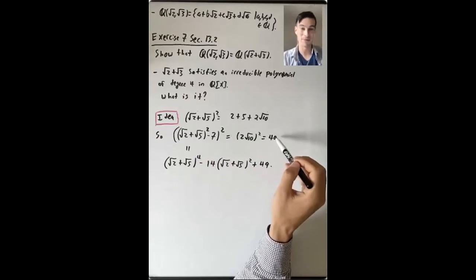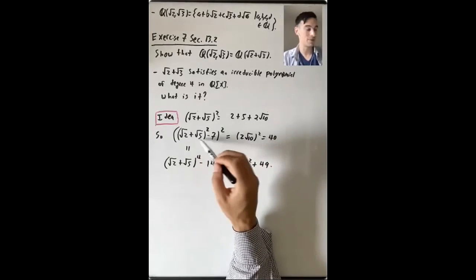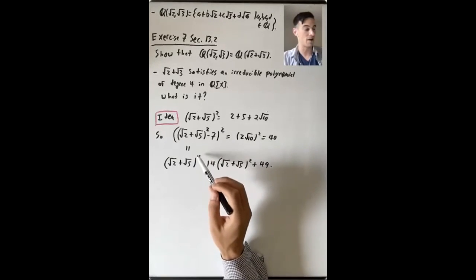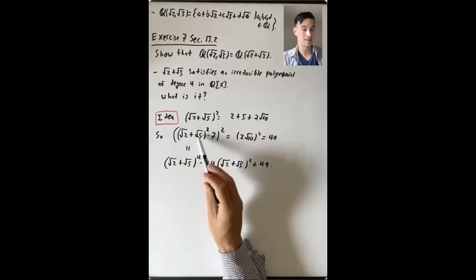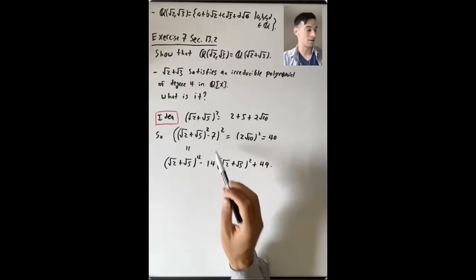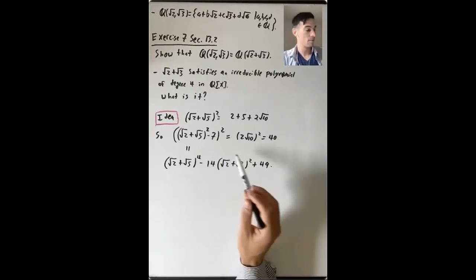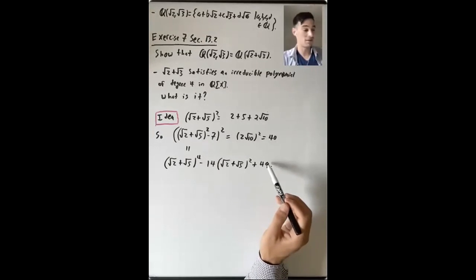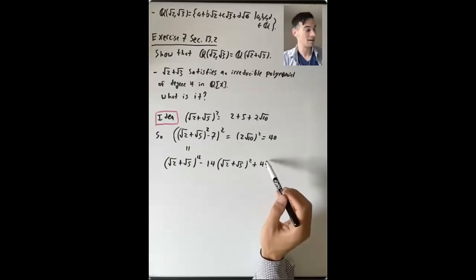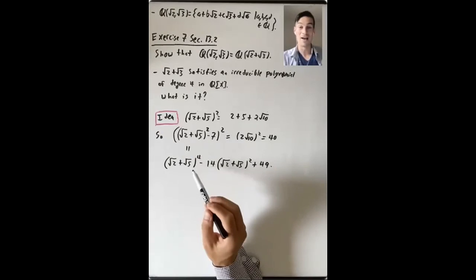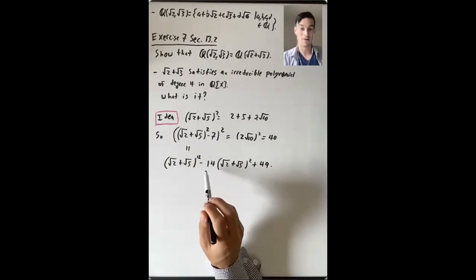That's some rational number. But what happens when you square this thing? Just multiply it out. You get square root of 2 plus square root of 5 to the 4th minus 2 times the cross terms, which is minus 14 times square root of 2 plus square root of 5 squared, plus negative 7 squared, which is 49. Okay, so now you can subtract the 40 from the 49, and you see that square root of 2 plus square root of 5 satisfies a polynomial of degree 4 with coefficients in Q.